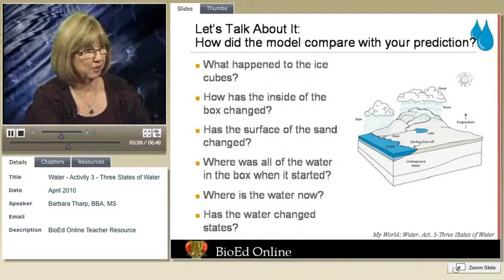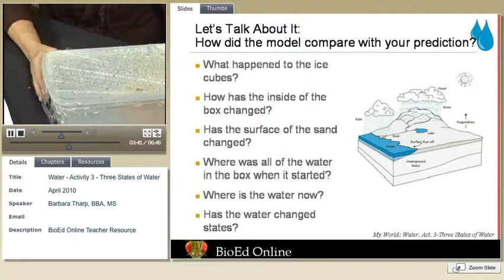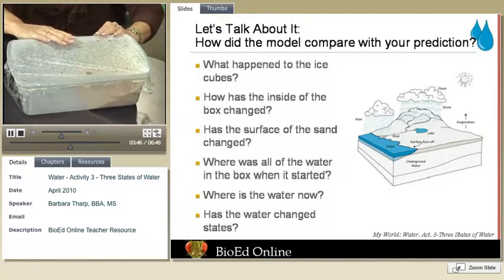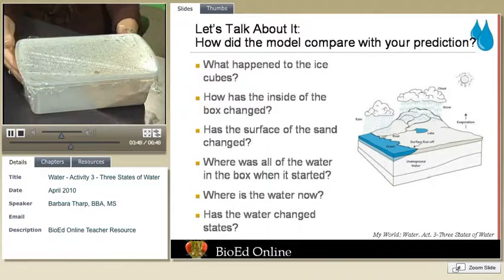The Julia Child method. It has now been out in the sun. We have the ice melting. We have the precipitation on top. So what we've seen basically is the whole water cycle.